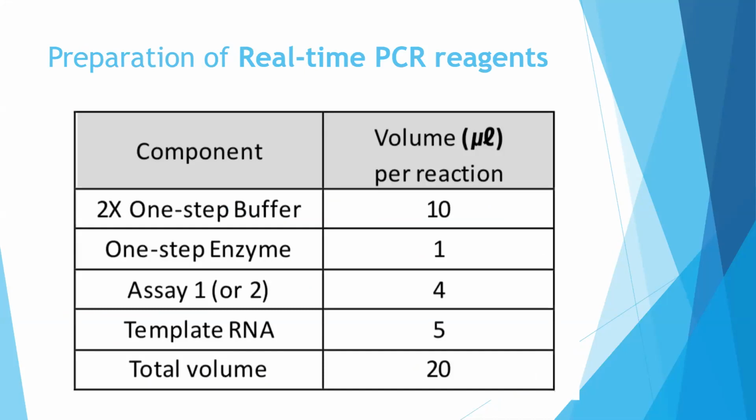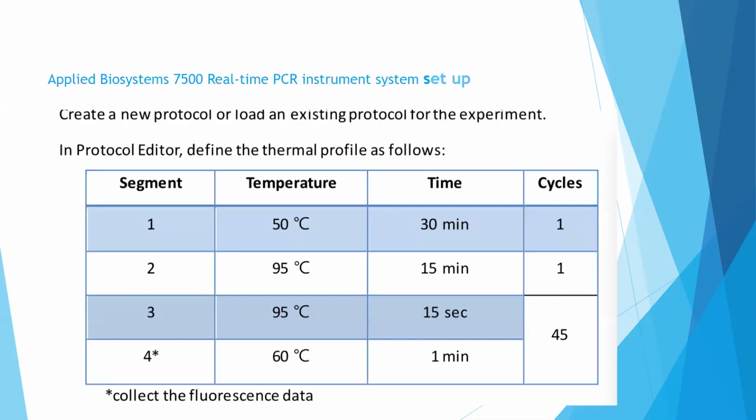This table shows the reagents used for the PCR reaction. After the PCR reaction is run, the PCR instrument is set up for detection. A new protocol is created first, and the thermal profile is defined. Next, the plate is set up and the run is started. After completion, the results are interpreted by comparing the measured value to an expected value and determining detection. And that's it for the PCR testing method.